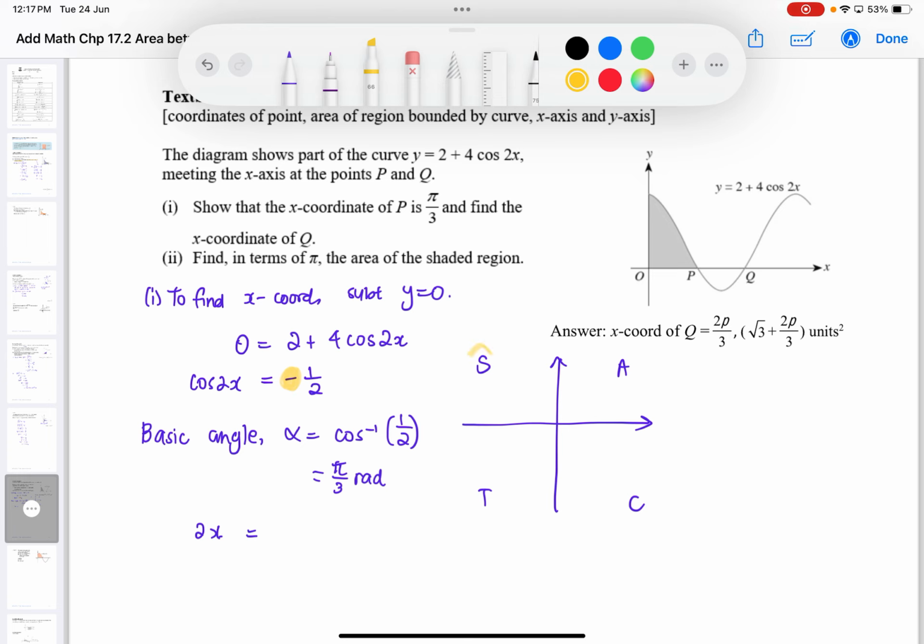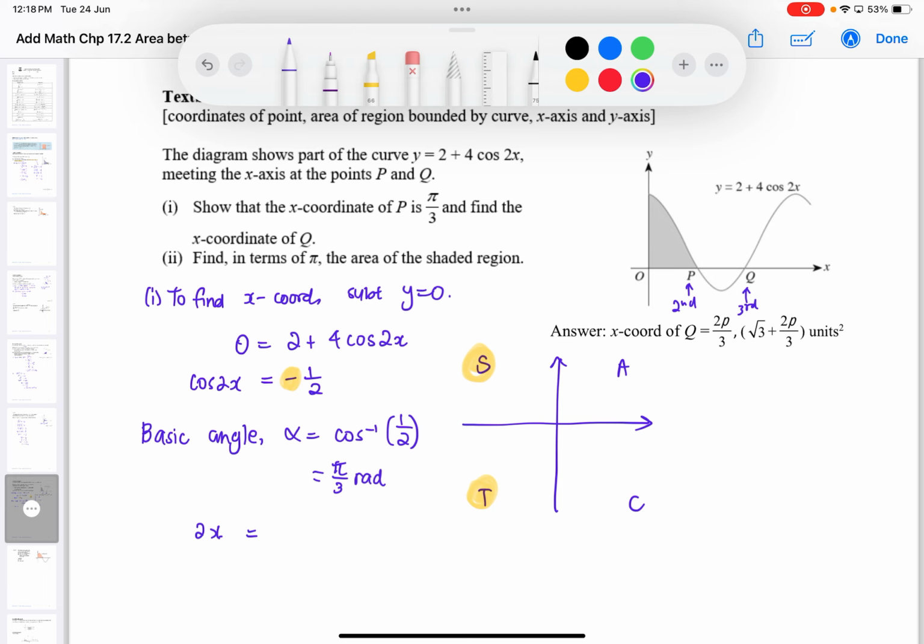Second quadrant as well as 4. Cosine is negative: second and third quadrant. Can you all see already? That is why P is in the second quadrant and Q is in the third quadrant. You should expect to have 2 answers. Okay, if you don't, then something is wrong, right?